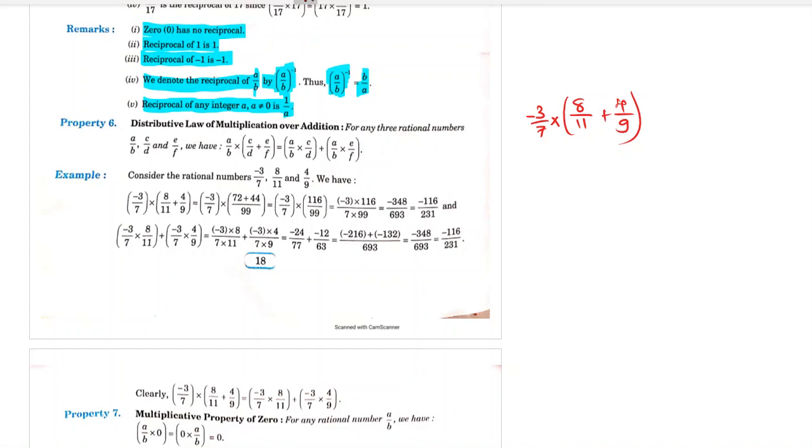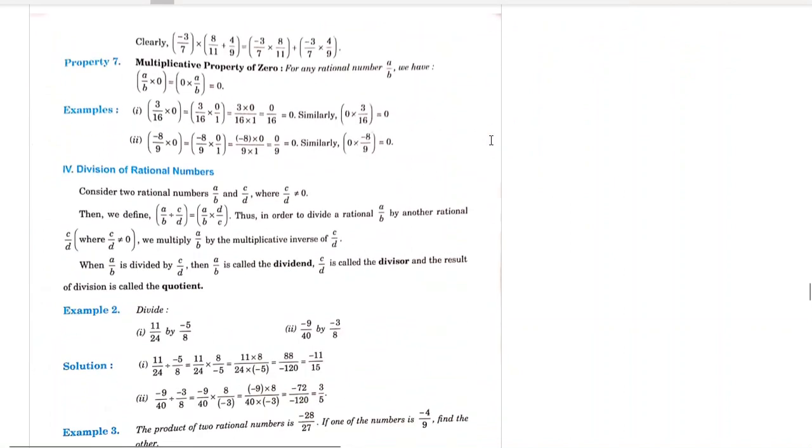Now, if you use distributive law of multiplication over addition, you can distribute this multiplication of minus 3 by 7 with both these numbers over addition. So, if you simplify this, this will look like this. Minus 3 by 7 multiplied by 8 by 11 plus minus 3 by 7 multiplied by 4 by 9. So what did I do? I distributed multiplication over addition. Correct?